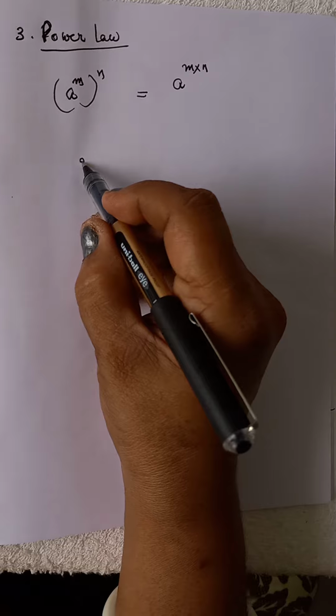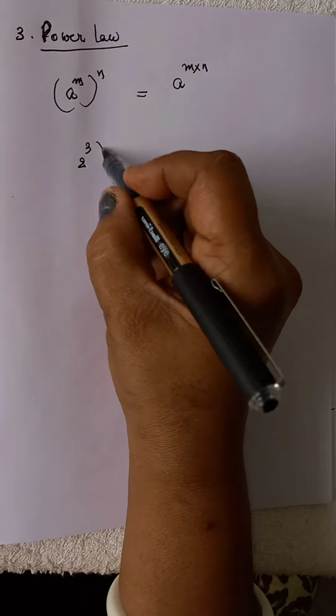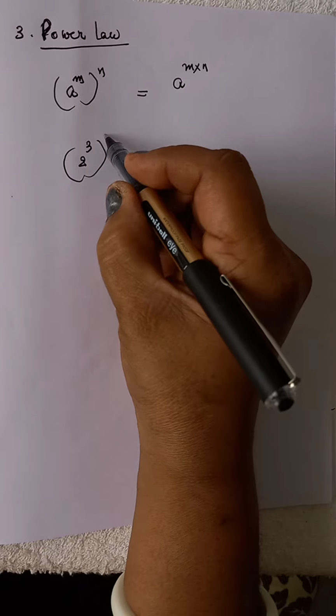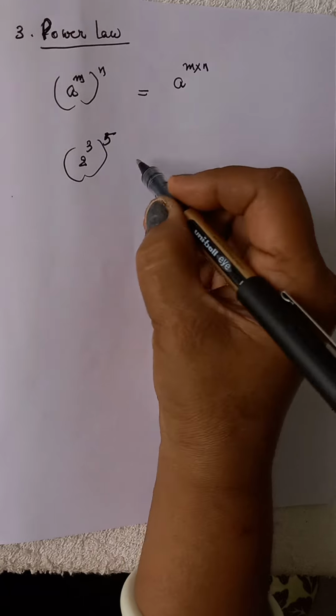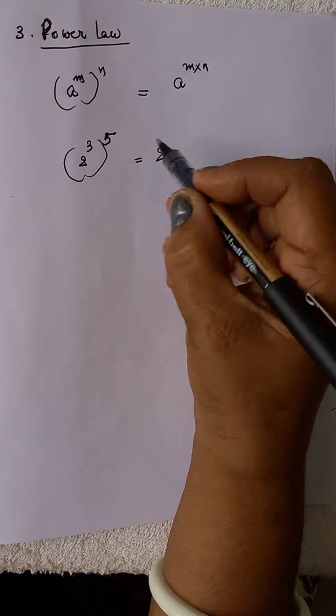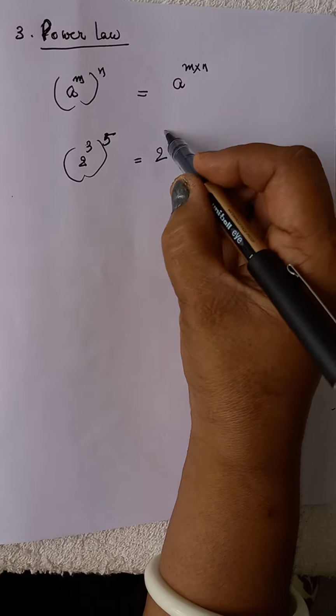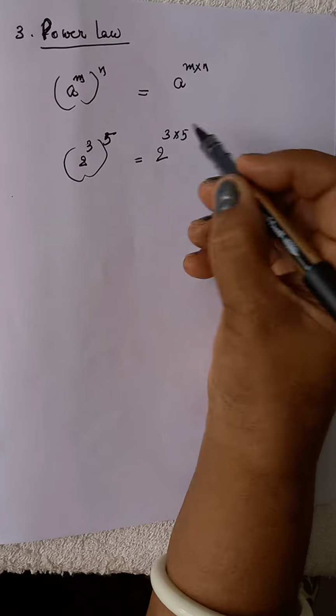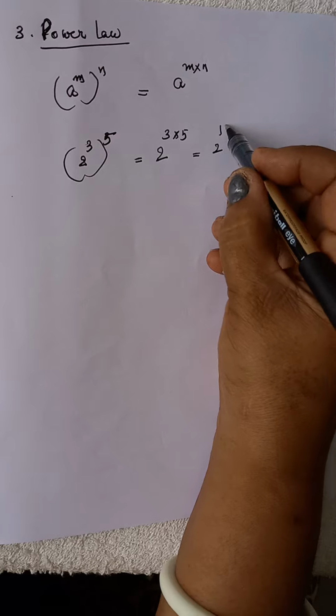For example, if you take 2 raised to 3 whole raised to 5, then it can be written as 2 raised to 3 into 5, 3 into 5, that is 2 raised to 15.